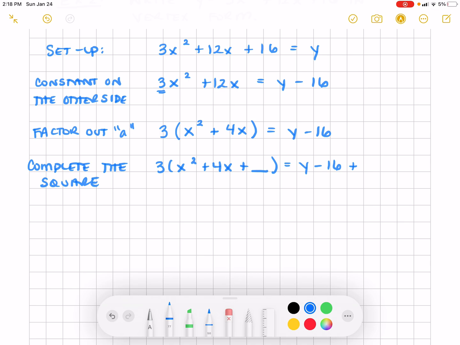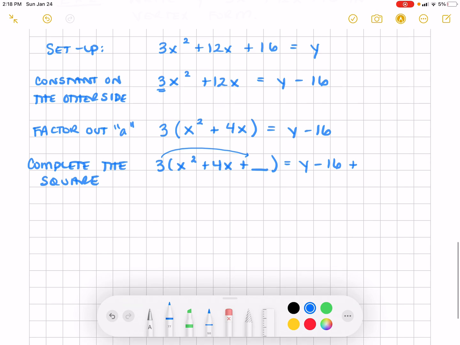Now here's the catch. It's really going to be 3 times 4, okay? So over here we need to write 3 times the blank. And that's probably the biggest thing with this a value, is just making sure that if we have times 3 over here, that we balance it out with a times 3 over here.